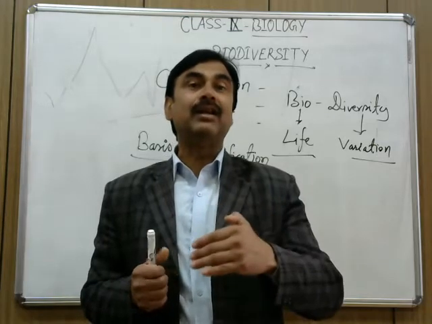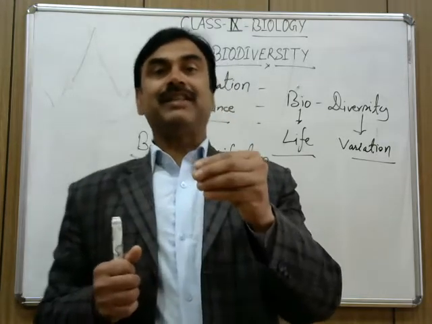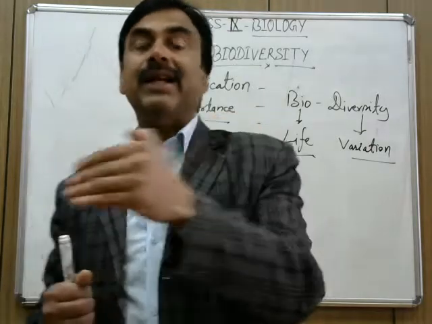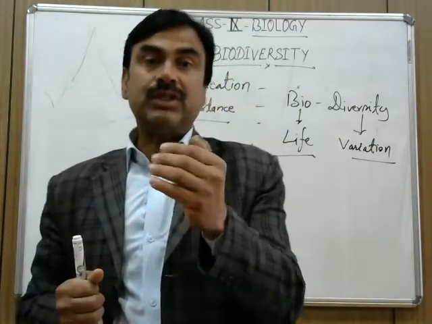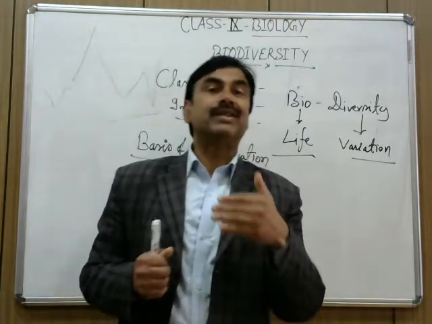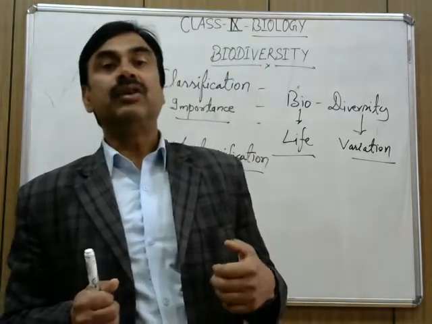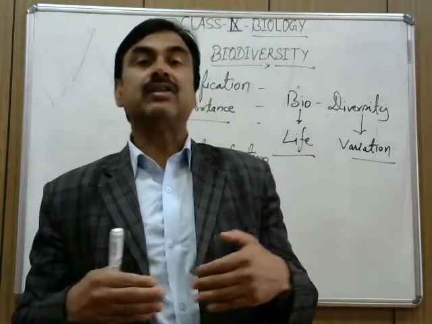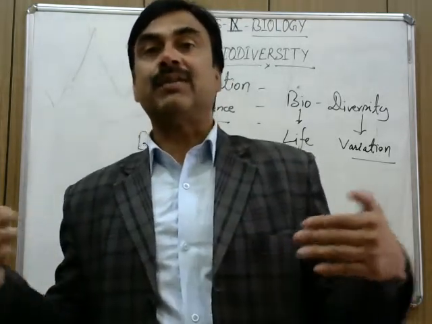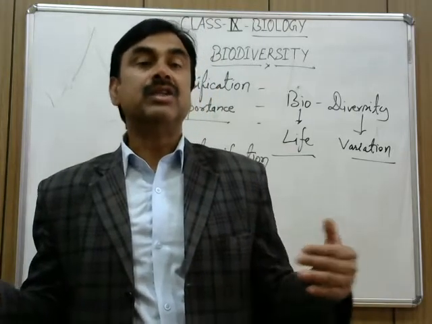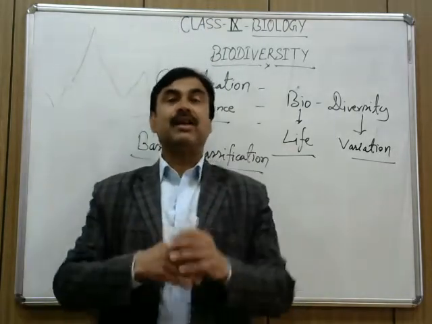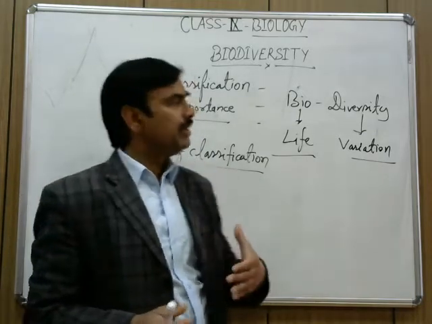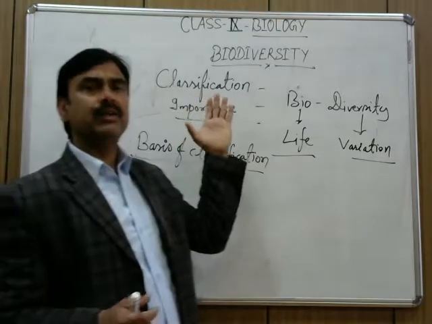Euglena is an organism which shows two characteristics. So Euglena is a connecting link between plants and animals. It shows the photosynthesis process because it has chlorophyll, so it plays the role of a plant, and it also plays the role of an animal because some characters are like animal characters. So such organisms are kept in the connecting link. It's a very interesting chapter to understand biodiversity.